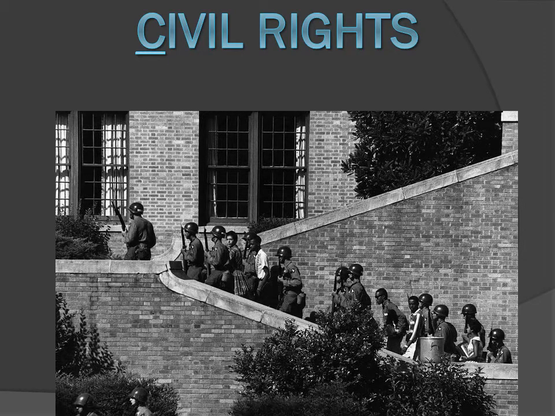In 1957, there's going to be 9 students that become known as the Little Rock Nine. These 9 students are going to want to integrate Little Rock High School. And in doing so, they're going to be brought in by the 101st Airborne. The governor of the state of Arkansas, Orval Faubus, is going to say, no, I'm not going to let these 9 students attend Little Rock High School.